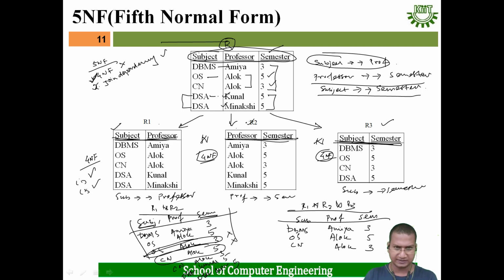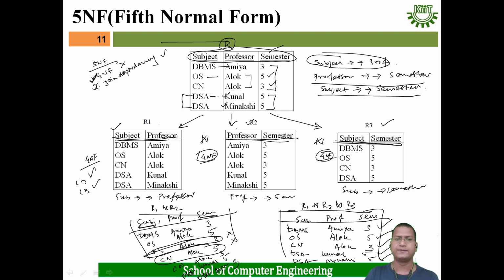Then DSA Kunal 5, DSA 5 is present, that means DSA Kunal 5. Then DSA Meenakshi 5, DSA 5 is present, that means DSA Meenakshi 5. That means when we do the natural join among all the relations, we will get these tuples. Now we have to say whether these tuples are present in the original relation or not. DBMS Omeo 3 is present in the original relation, OS Alok 5 present, CN Alok 3 present, DSA Kunal 5, DSA Meenakshi 5. Only these 5 tuples are present in the original relation.